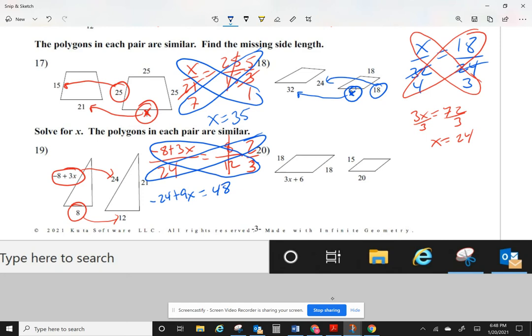All right, to get the x by itself, the minus 24, let me move it over as a plus 24. So I get the 9x equals 72. Let me divide both sides by 9. X equals 8.